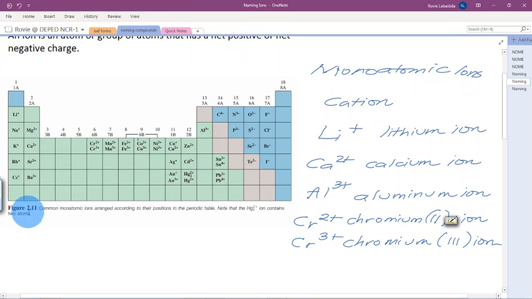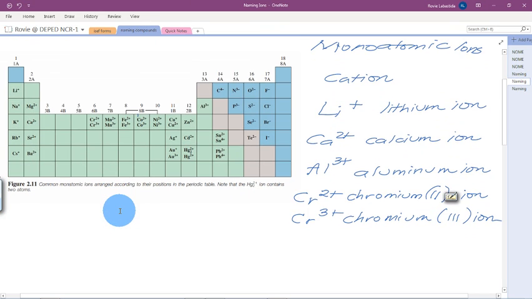Let's have other examples. How about this one? Sn2+ and Sn4+. The name for the metal Sn is tin. So tin(II) ion, and then we have tin(IV) ion.